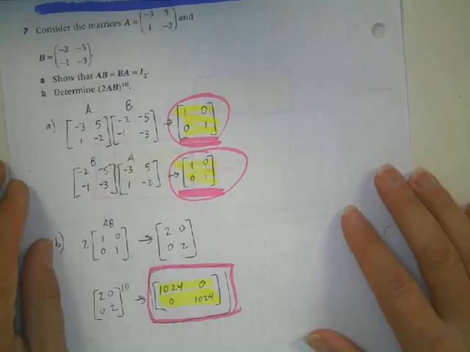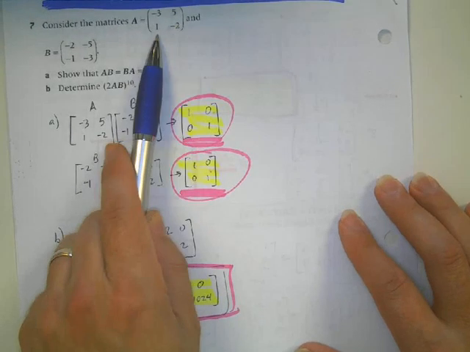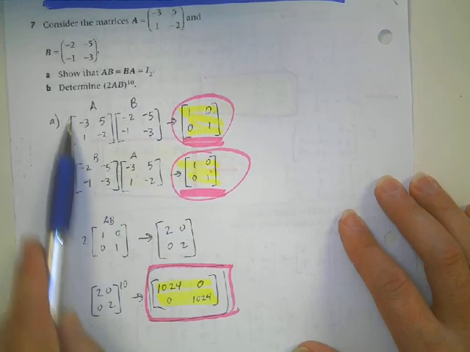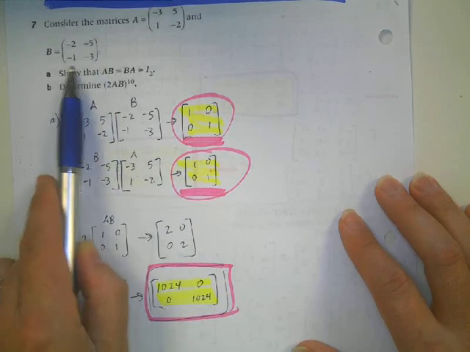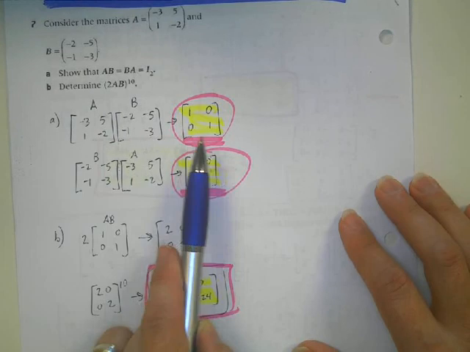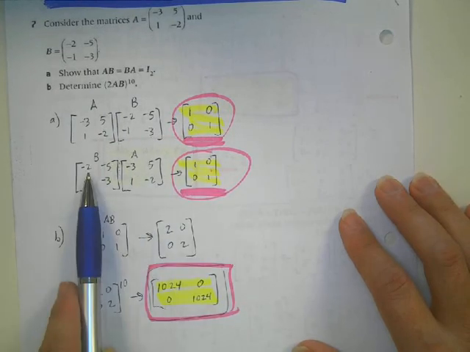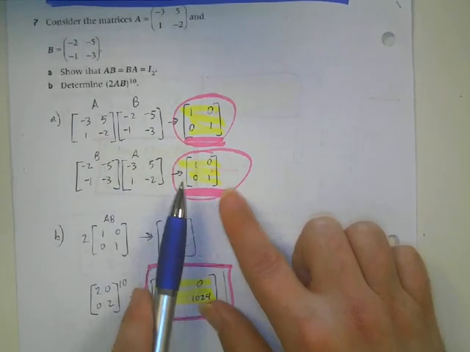Now, number 7, the one that I think is most important. So we have -3, 5, 1, and -2. We got that matrix here. B is -2, -5, -1, -3. Okay, if I multiply those together on my calculator, we get the identity matrix. If I switch them around and do matrix B times matrix A, you're going to end up with an identity matrix.